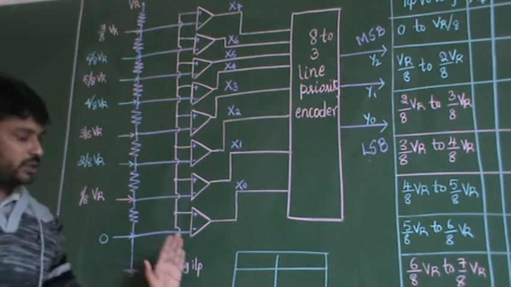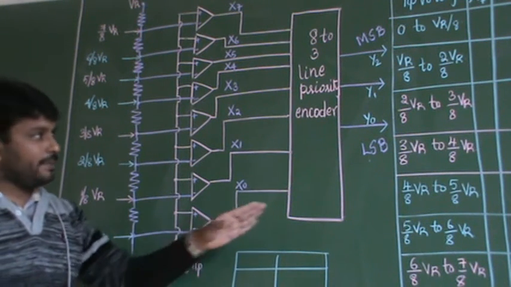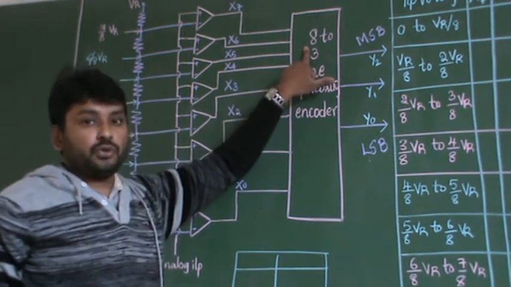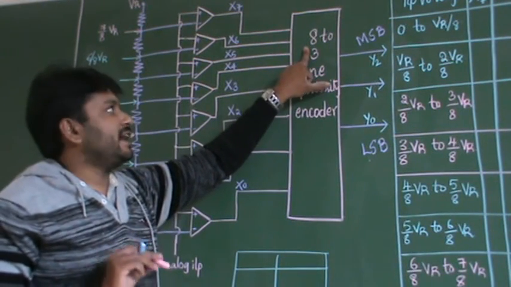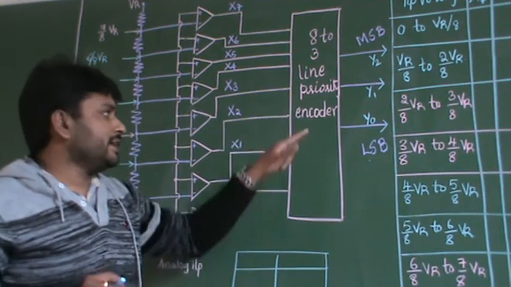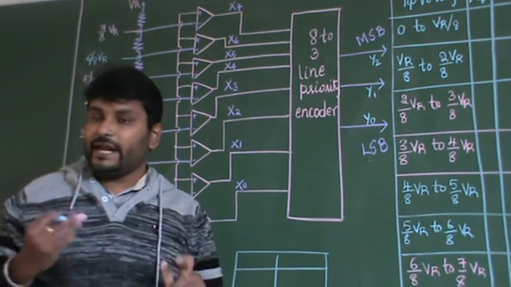Are you clear with writing the diagram? I hope you have understood this part. Coming to the priority encoder. As I already told you, to construct this flash comparator you require a priority encoder, and that priority encoder is 8:3. Why is it called 8:3?